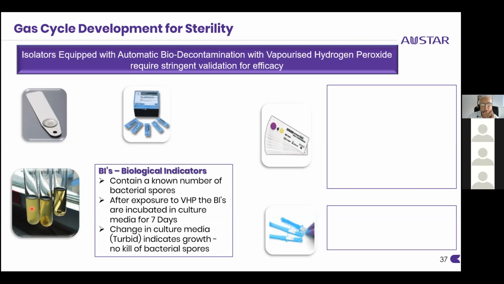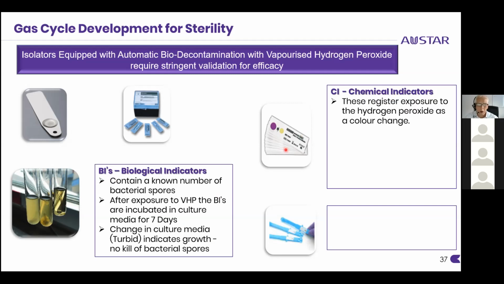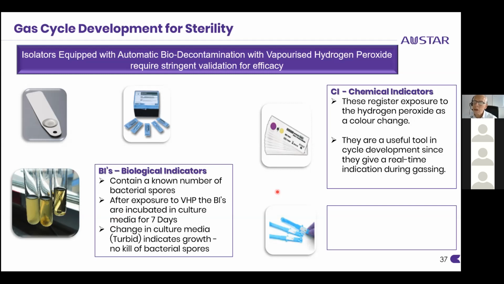So this is the part of the validation to ensure that there is full 6-log reduction inside an aseptic isolator with bio-decontamination on board. A quicker way of knowing that we are getting the gas into the system and it's circulating around the system are chemical indicators. These are usually used pre-validation. A chemical indicator is probably 1/10 of the price of a biological indicator. It gives you an instant readout, whereas you have to wait 7 days with biological indicators, but they help with the pre-validation cycle.